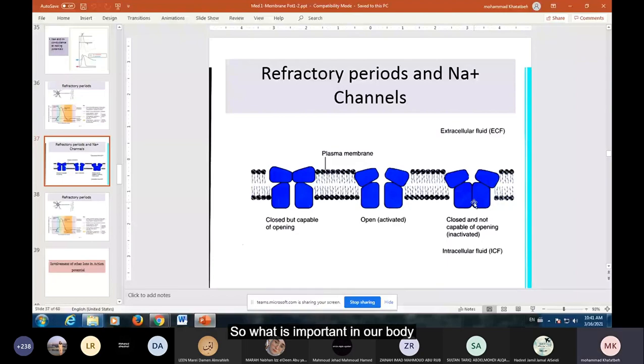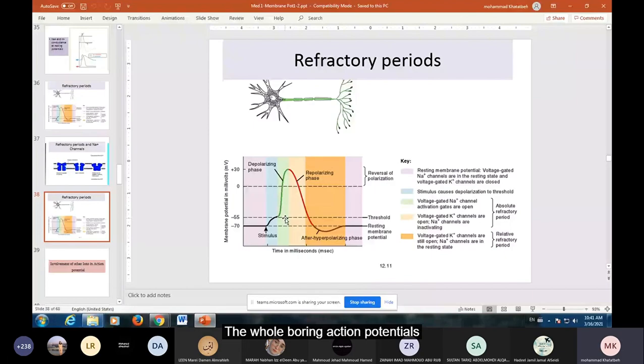So what is important in our body is the whole refractory period, the whole. During an action potential in our body, we are not generating a new action potential. That's what we mean by a refractory period. Okay. Doctor, please go ahead.